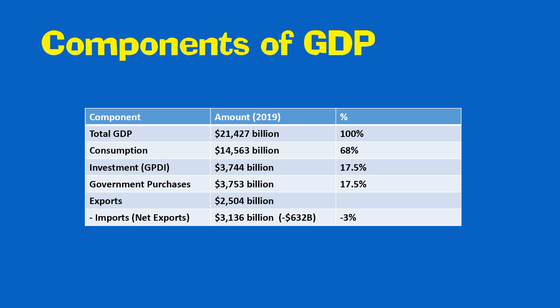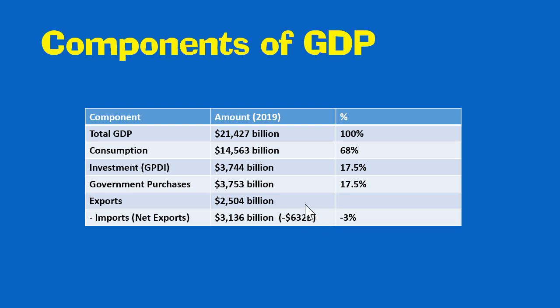The opposite's happened. Okay? And then if you add these three things up, if you add up 68, 17.5, and 17.5, you actually get 103%. So what's up with that? Well, we exported $2.5 trillion. We imported $3.1 trillion. That means our net exports, the difference between exports and imports, was a minus $632 billion. A minus. So $632 billion more left the United States than came into the United States. That's a minus 3%. And so 68 plus 17.5 plus 17.5 minus 3 gives us the 100.